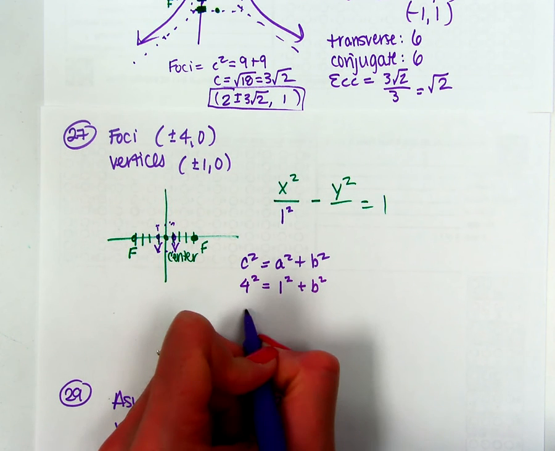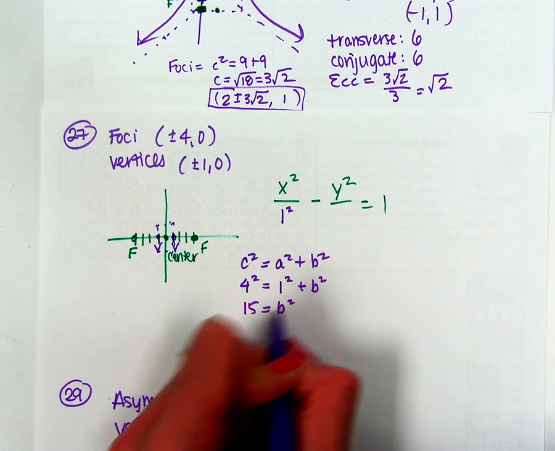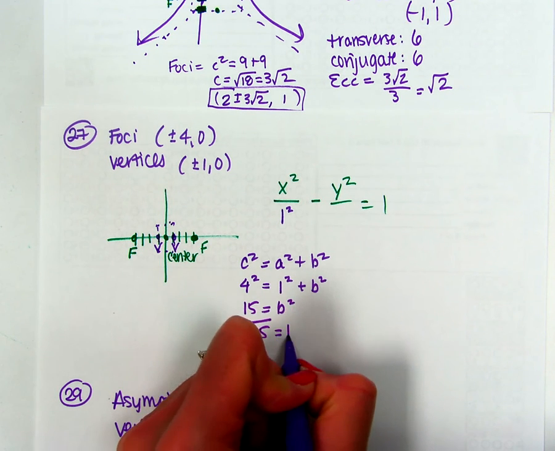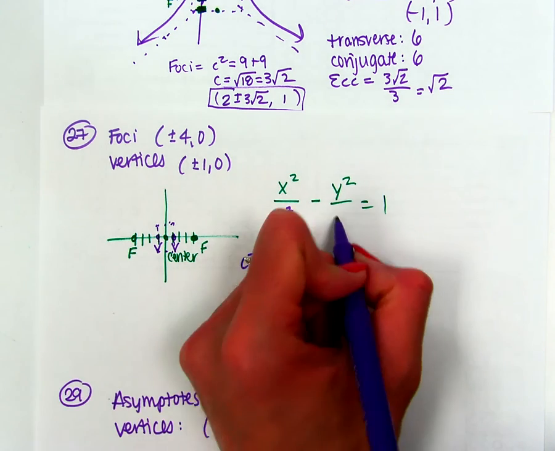So 16 minus 1 is going to give me 15. So b squared equals 15. So b equals root 15. So here I'm going to put b squared, which is just 15.